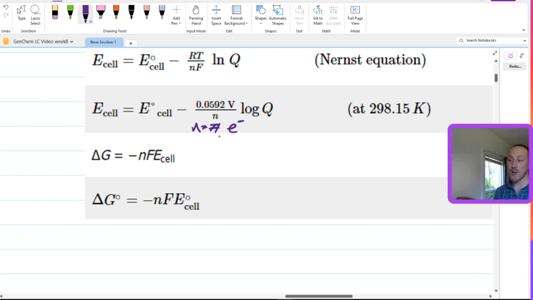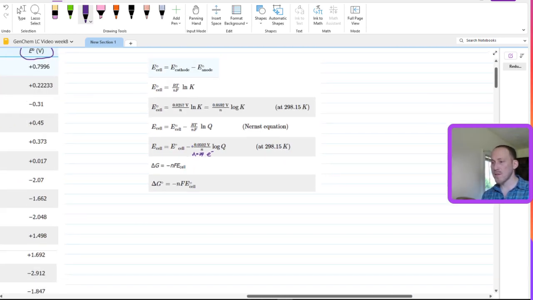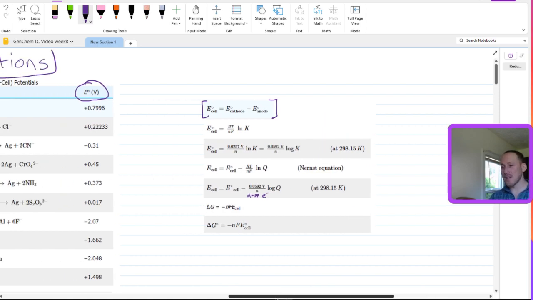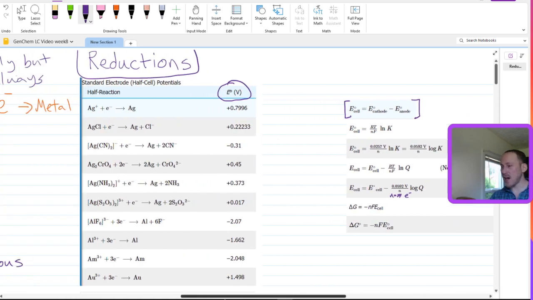So the stoichiometry will influence n if you're doing these Nernst equation forms. However, for this question, we're actually going to ignore that stoichiometry to calculate the cell potential, which can be a hard pill to swallow if that annoys you after paying attention to stoichiometry for an entire year of general chemistry. I totally understand.